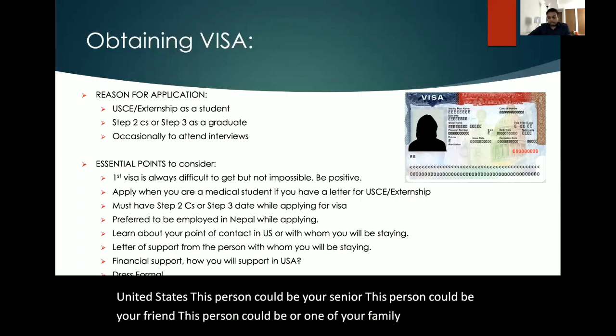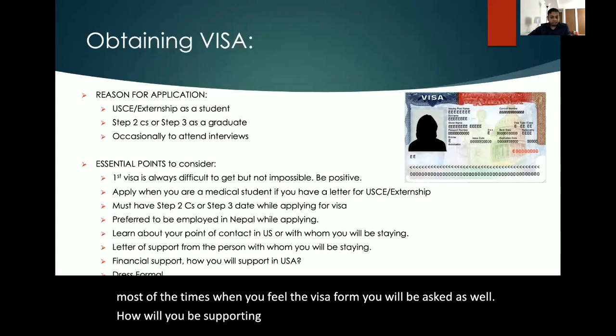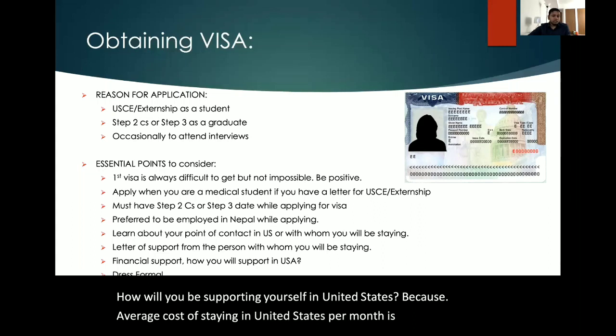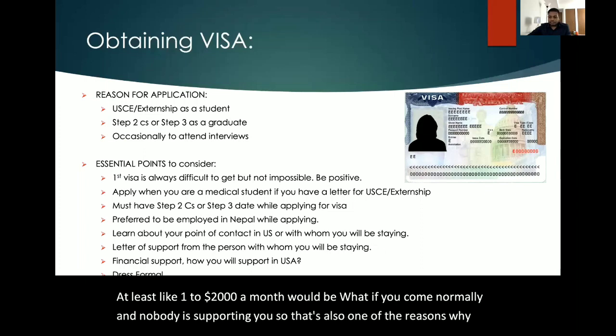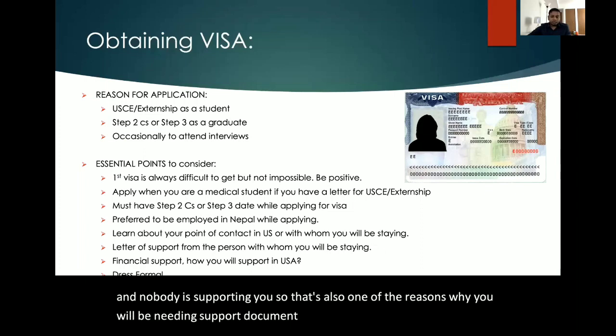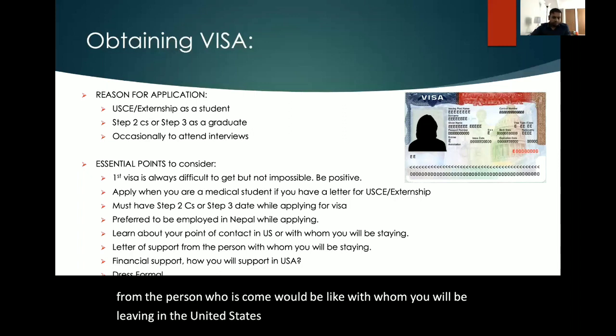And most of the time, when you fill the visa form, you will be asked as well how you will be supporting yourself in the United States. Because the average cost of staying in the United States per month is over $1,000. At least $1,000 to $2,000 a month is what it would be if you come normally and nobody is supporting you. So that's also one of the reasons why you will need a financial support document from the person with whom you will be living in the United States. They can write you a sponsorship letter. And always dress formal when you are going for an interview.